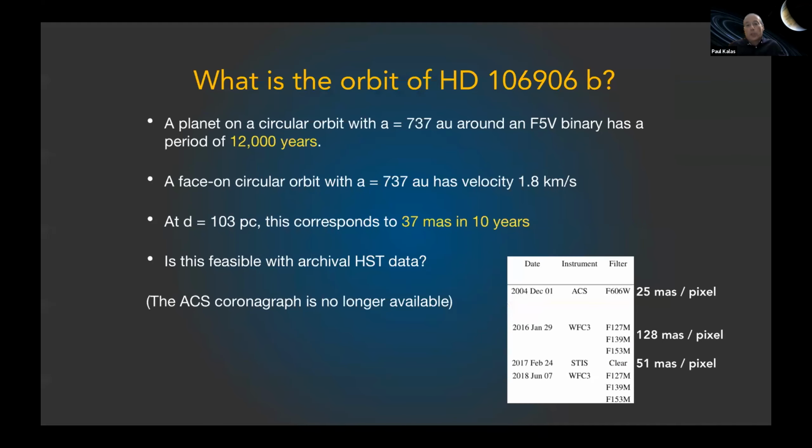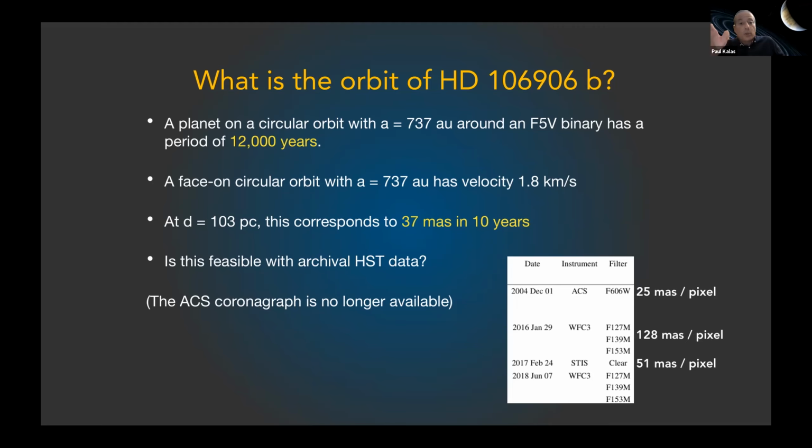So the next question is, what is the orbit of 106906b? And here is the problem. A planet on a circular orbit at a separation of 737 AU has a period of 12,000 years. So this is a rather difficult problem.